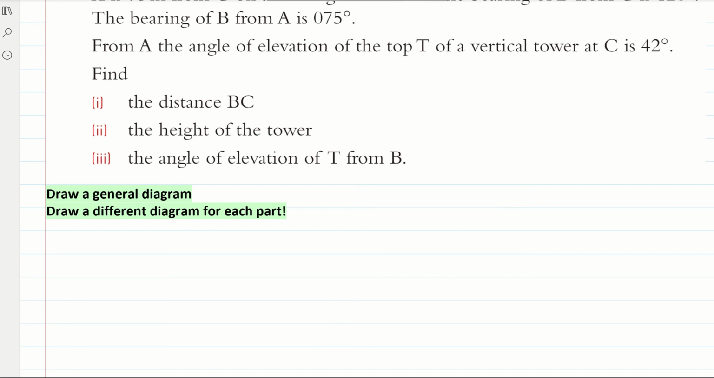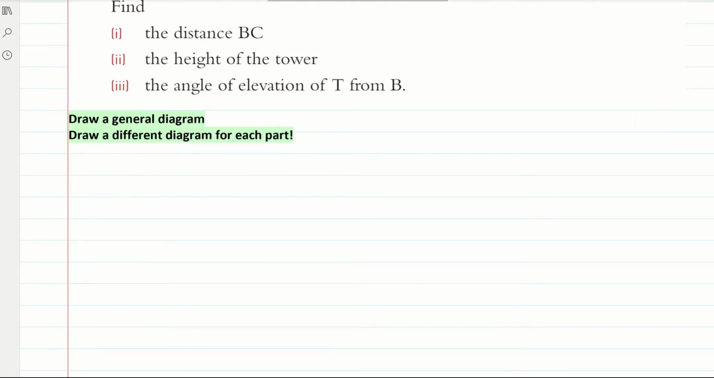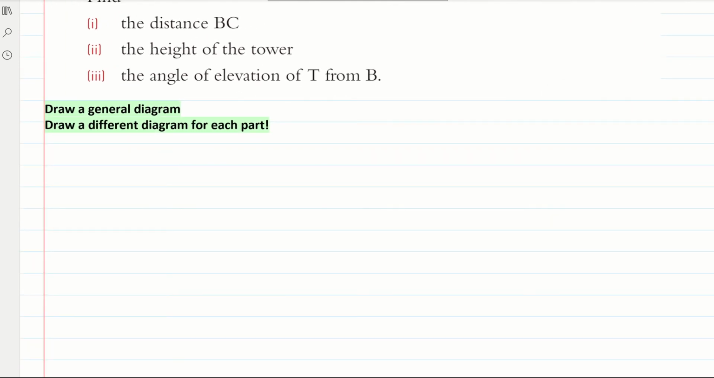This time, sketch it out first, because more often than not, you will have to draw a different diagram for each part of the question. So do a general sketch first. It's a sketch. Draw your triangle. A, B, and C are 3 points. 3 points means a triangle, and then go from there. So let's do that. I've got A, B, and C.